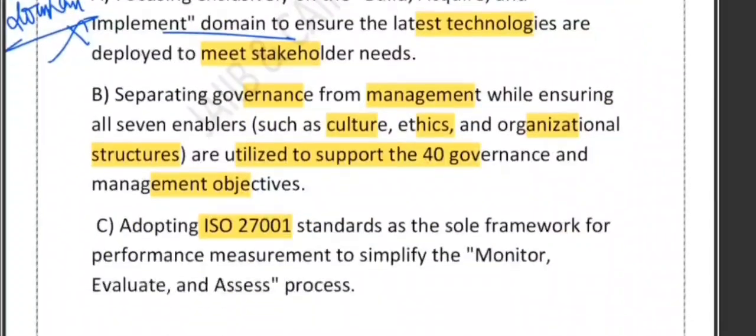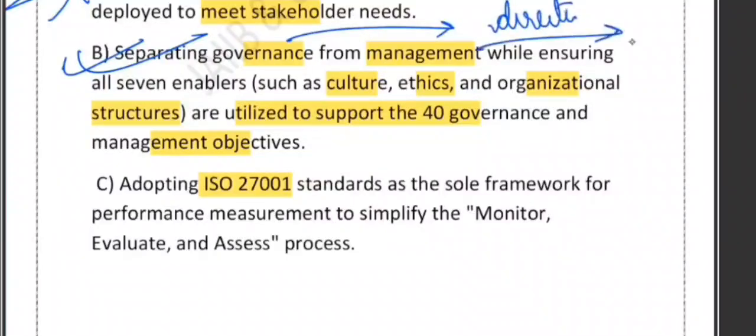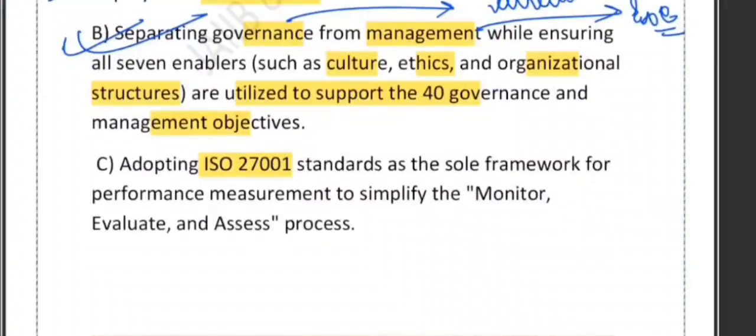What about option B? Separate governance from management while ensuring all the 7 enablers are utilized to support the 40 governance and management objectives. If you look at option B, this is the perfect one, because it clearly states that it separates governance from management. Governance always sets the direction while management executes that direction. And there are 7 enablers, called the building blocks. So B is the correct one.